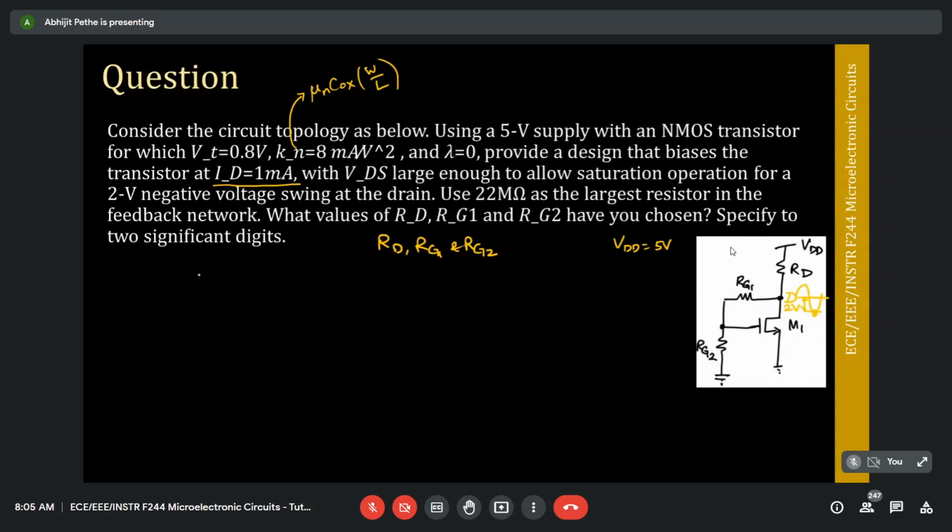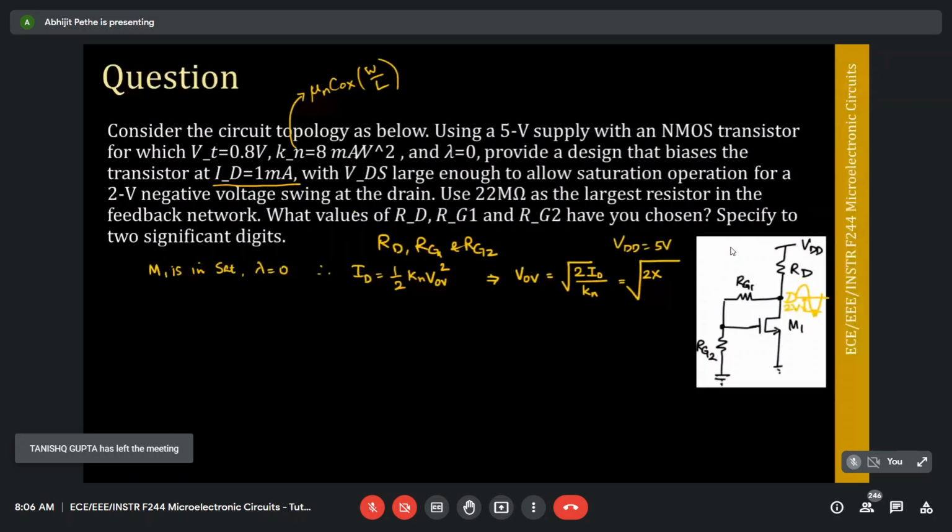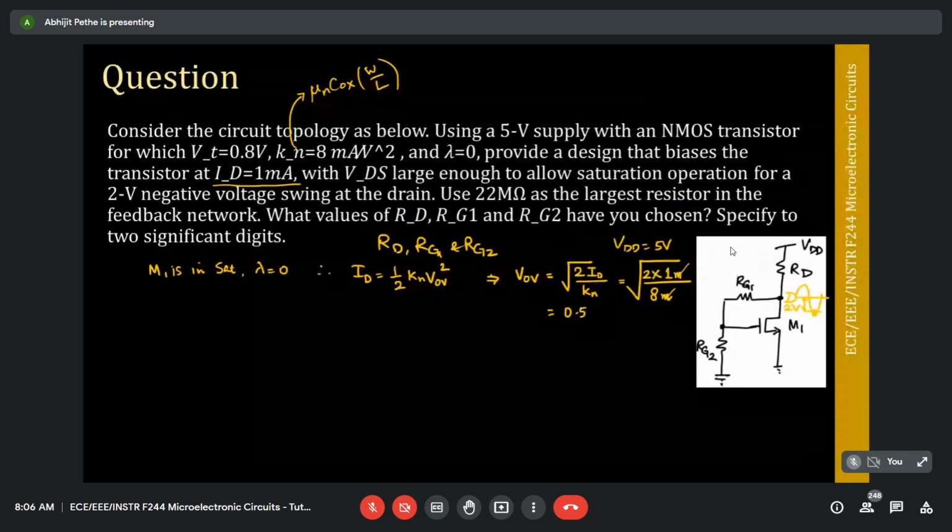So what do we know? First, let's find the overdrive of M1. We know that M1 is in saturation and lambda is equal to zero. Therefore, ID can be written as half KN times V overdrive squared, or in other words, V overdrive is the square root of 2ID by KN, which works out to the square root of 2 times 1 milliamp divided by 8 milliamp per volt squared. The milli cancels, this is 2 by 8, 1 by 4. So VOV is 0.5 volts.